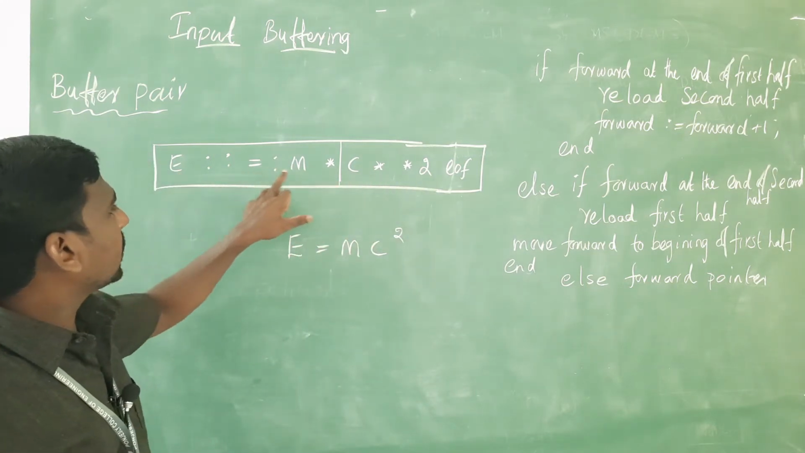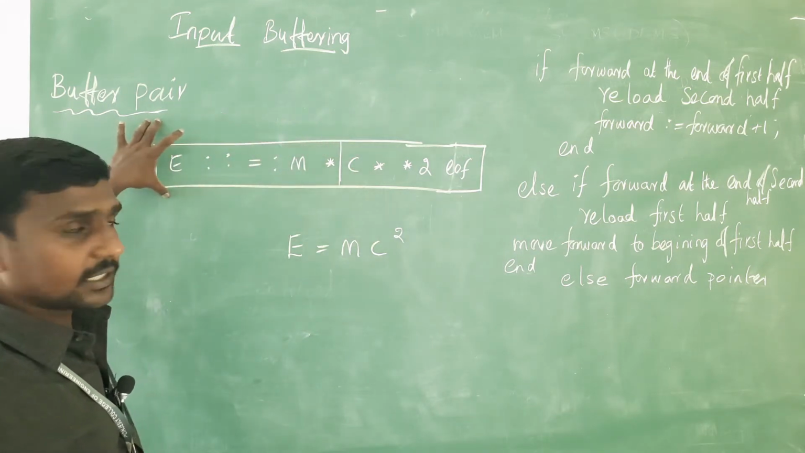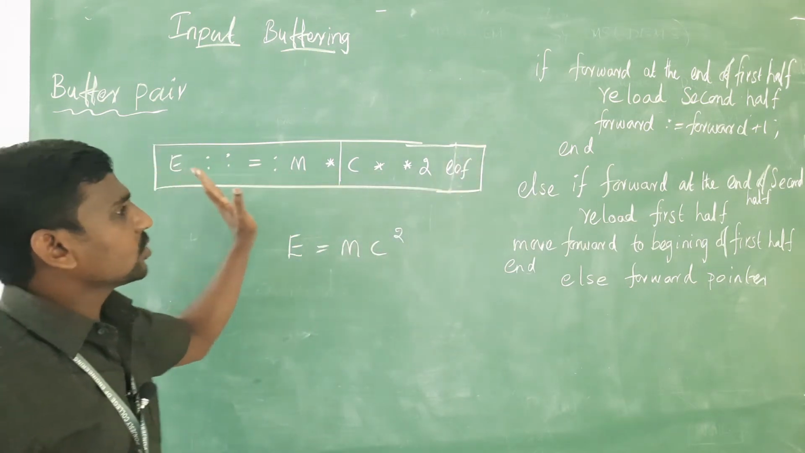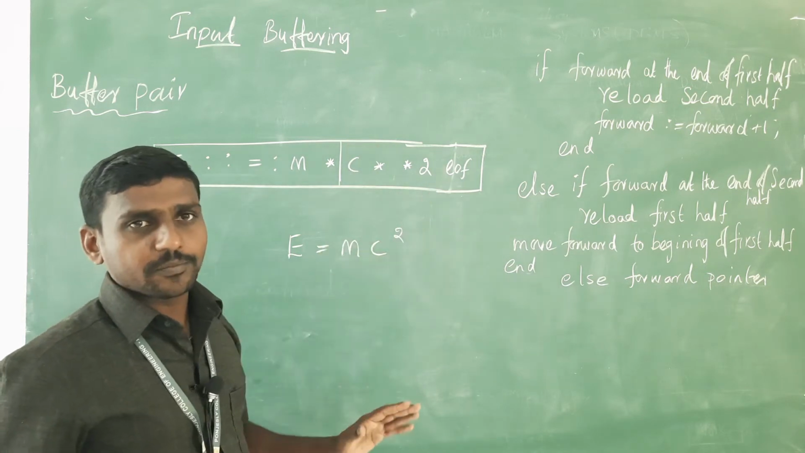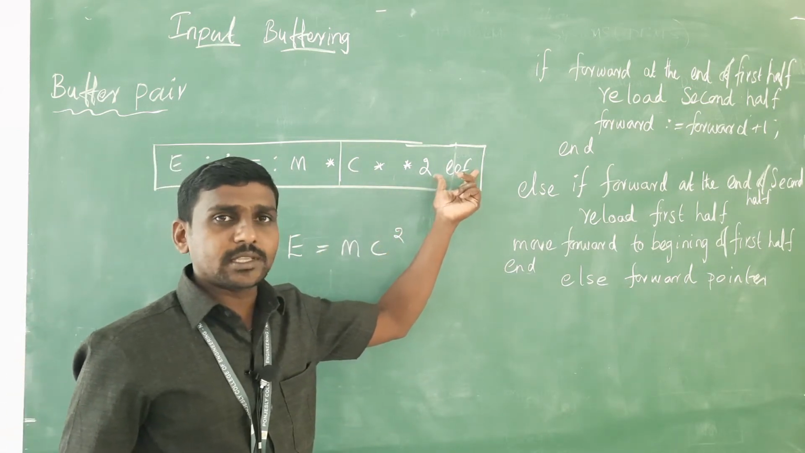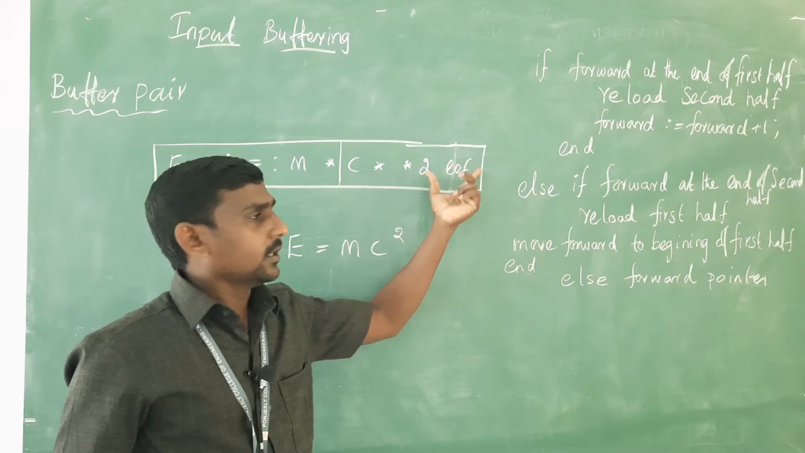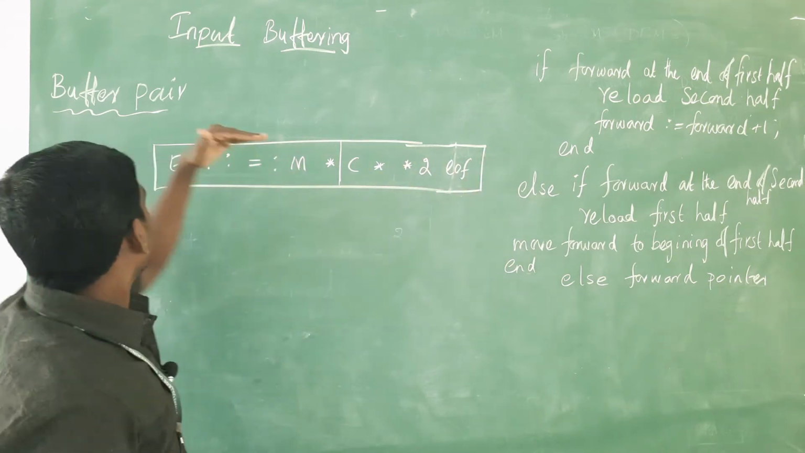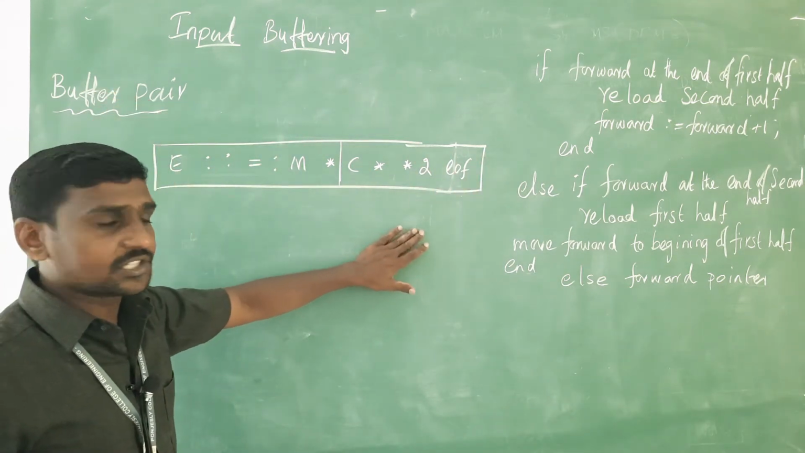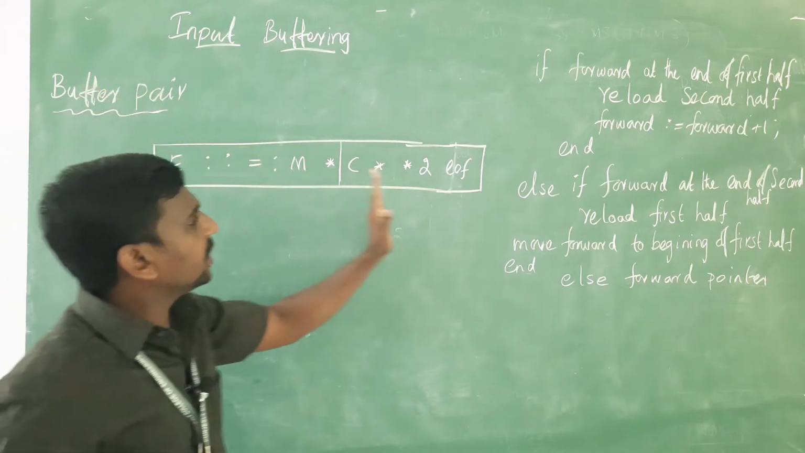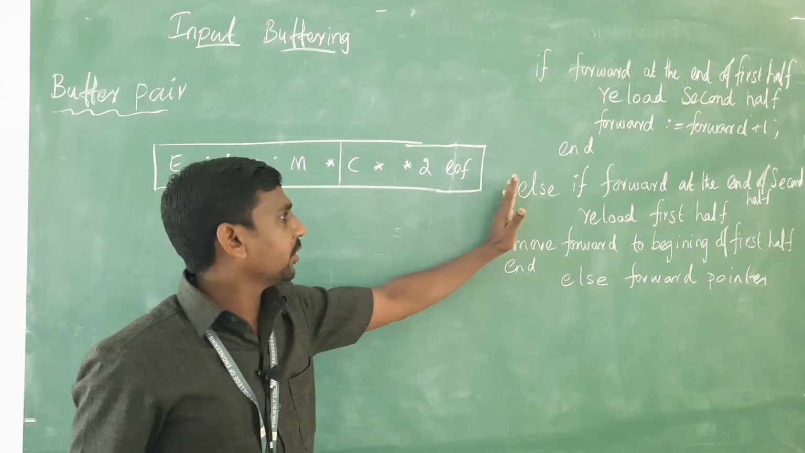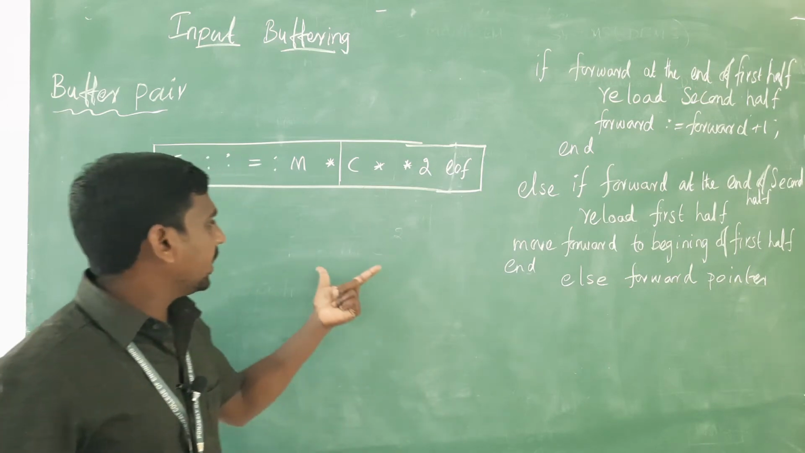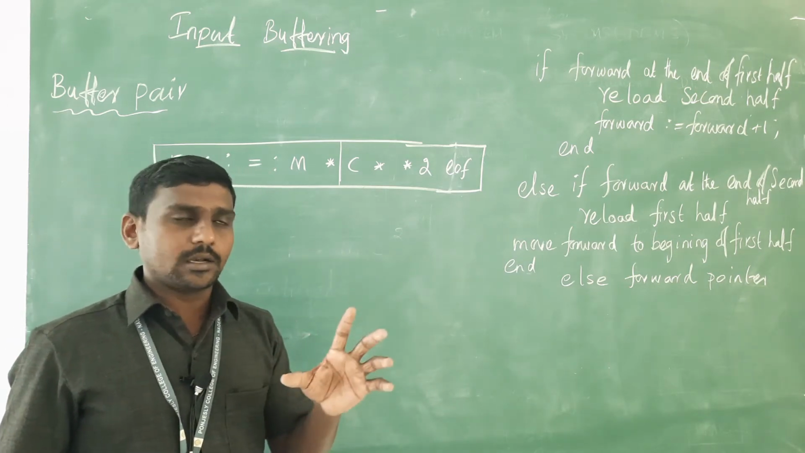The first half holds E equal to M star, and the remaining characters form the second half, four characters each. So we are splitting into two equal halves. And this is EOF, which means end of buffer. In a buffer pair, EOF is placed at the end of the buffer; sentinels I will teach you in the next session. Remember, EOF is not a part of the source program. I told you E equal to MC square is an expression, that is, a token.